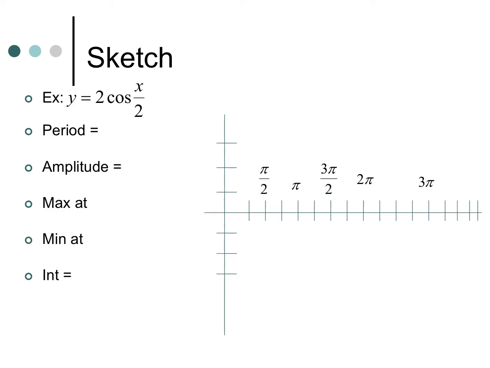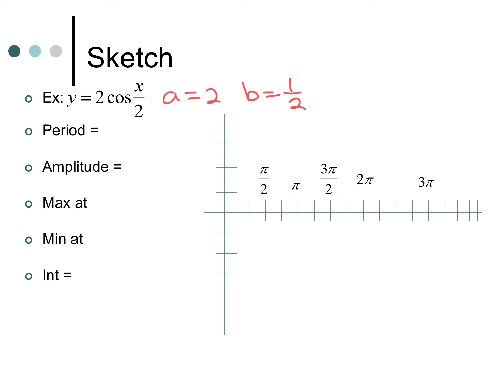We're going to go ahead and look at a cosine function now with an A and a B value. So for our A value here, it's going to be a positive 2. Your B value is going to be a 1/2. Your A value will be a vertical stretch, and because your B value is between 0 and 1, it's going to be a horizontal stretch as well.